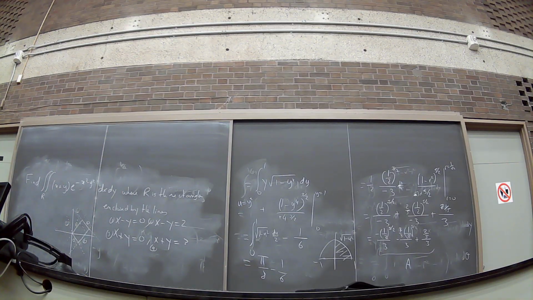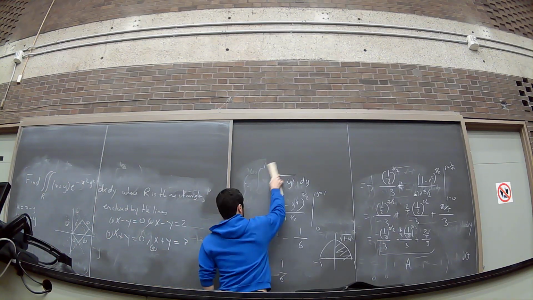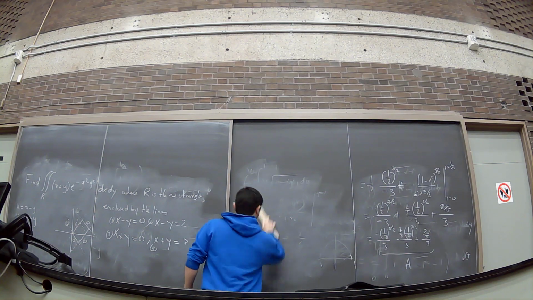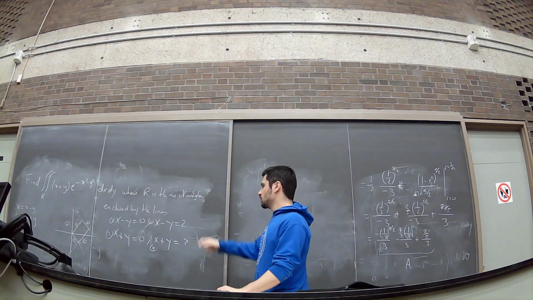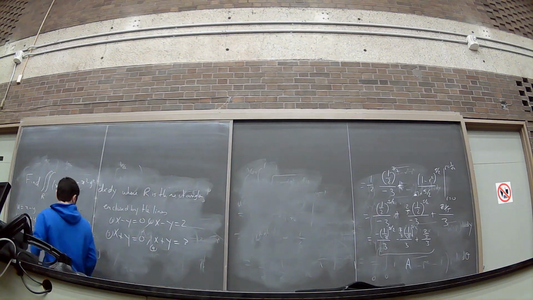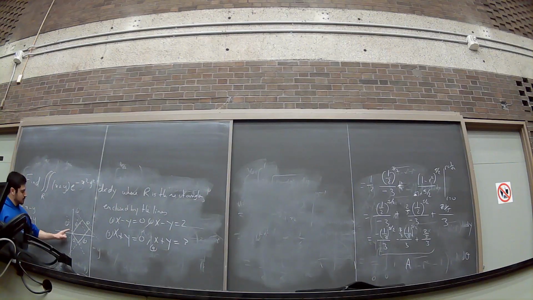Great. Now there's a change of variables that's immediately looking at you. What is u and what is v? U is x minus y and v is x plus y. So let u be x minus y and let v be x plus y. Great. Where does u range? U will range from 0 to 2. And v will range from 0 to 3.